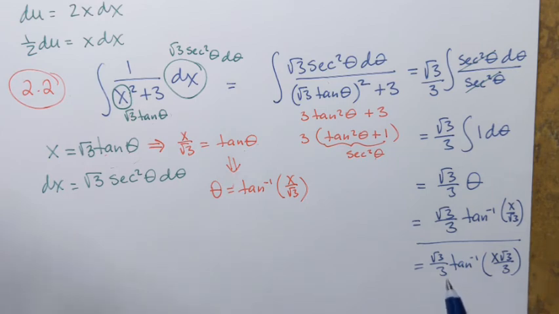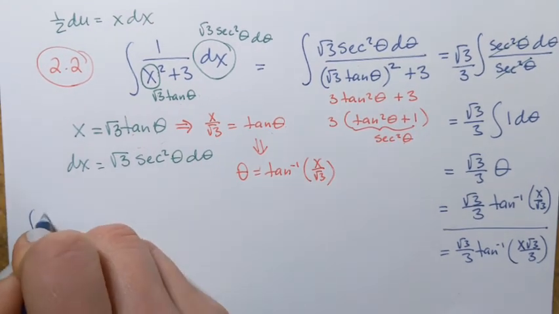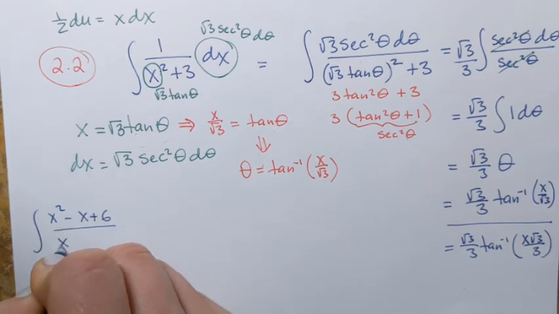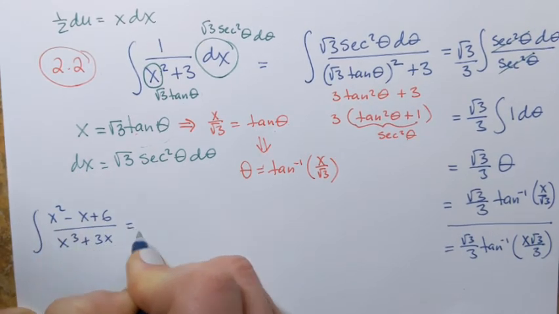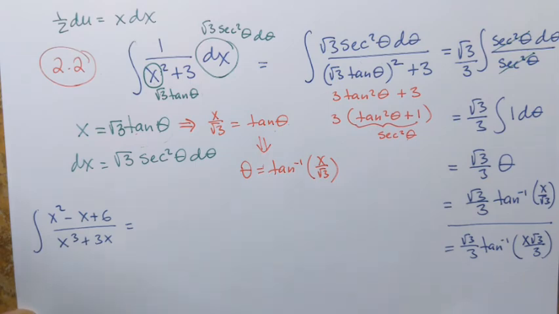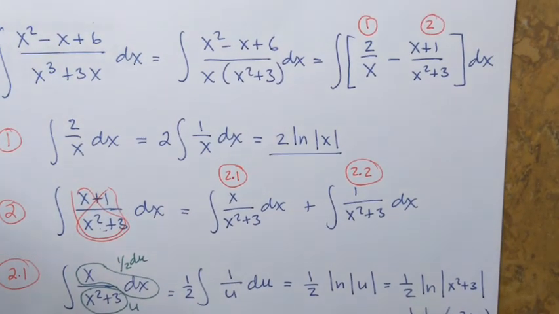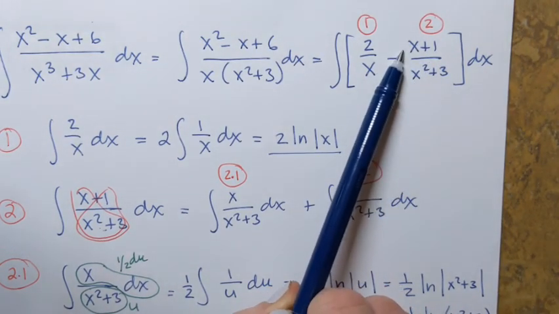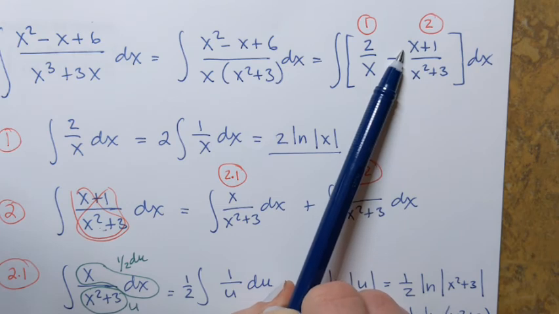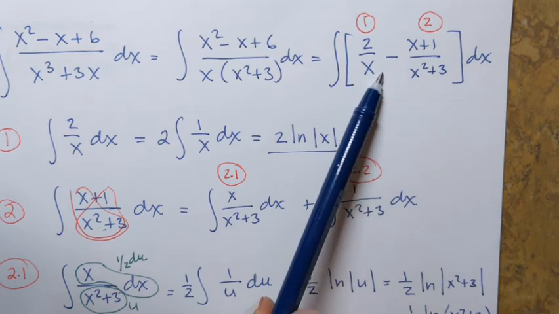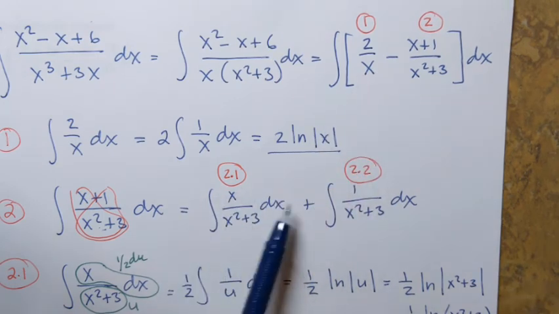Now it's just putting this all together. I'll rewrite our original integral, x squared minus x plus 6 over x cubed plus 3x. And I will put together all the pieces. I need to be careful because I had the minus sign in front of that second piece, that I split into 2 more pieces later, right? 2.1 and 2.2, those two. I had minus, so it means that I will have minus in front of each result.